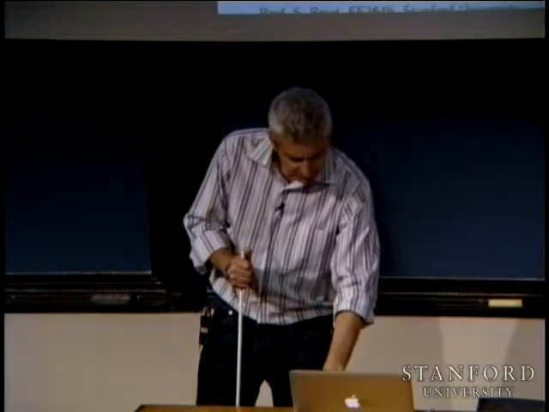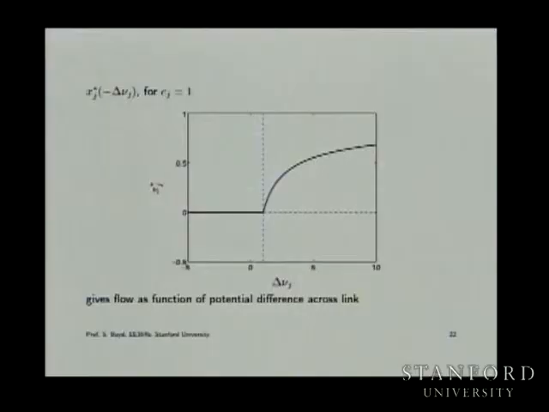Okay, so this is the mapping from potential difference to flow. You take the inverse of that function from before, and you get exactly this. It's the mapping from a potential difference to a flow, something like that.